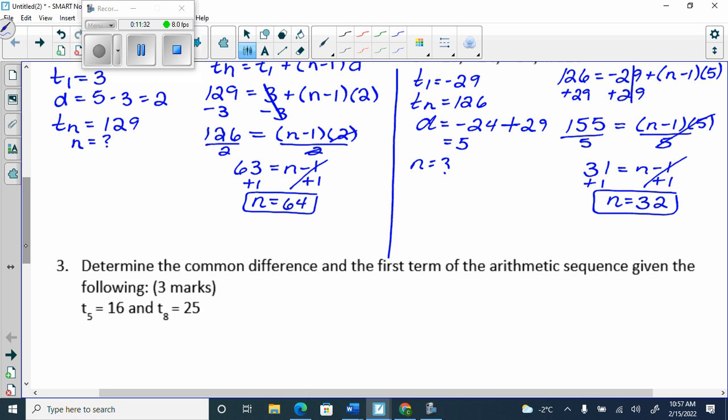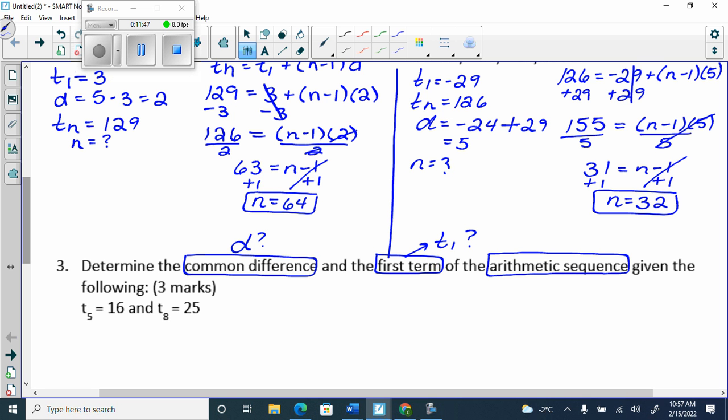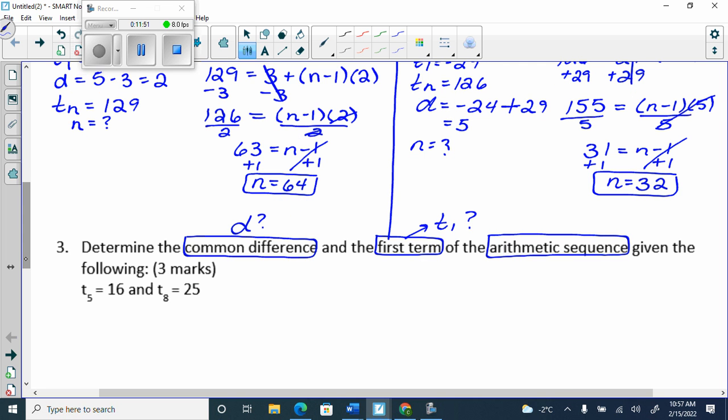Number 3 says determine the common difference. So they want D and the first term. They want T1 of the arithmetic sequence. So I know I have 3 options. Sequence means I kind of only have one. Given the following. So I gave you this one. I would highlight it. This one I think a lot of people, until I drew the blanks, didn't have a clue how to do the question. This would be one that's 97% of you should be highlighting.